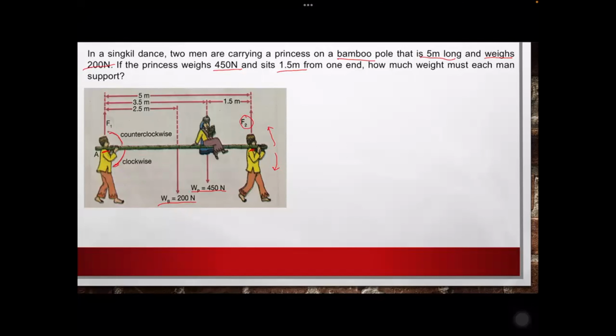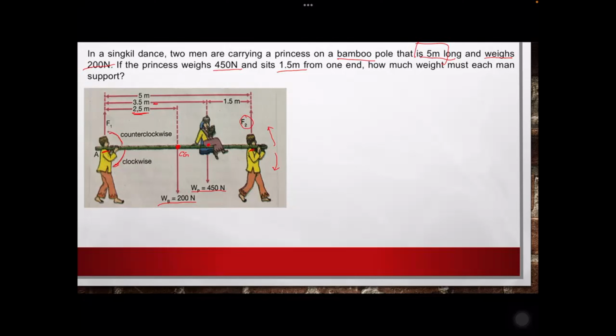Now, the center of gravity or the CG of our bamboo, the very middle, is 2.5. Why is it 2.5? Take half of the 5 meters. So, 5 meters divided by 2 will be 2.5. So from F1 to the center of gravity, that will be 2.5. Now, the princess has a weight at this point, from F1 up to the point where she is seated, that will be 3.5.